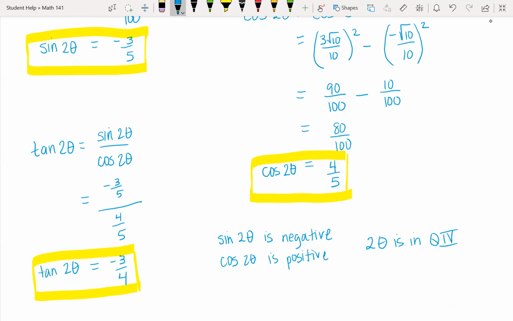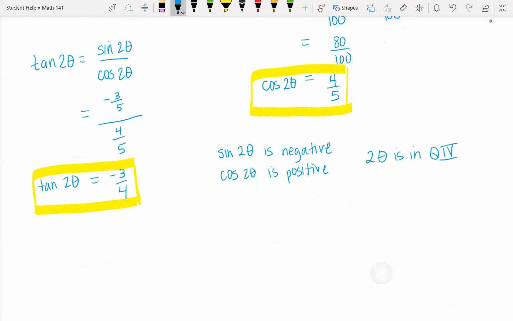Well, how could that be possible? Let's think about that. So the original angle that they gave us was in quadrant 4, which is between 270 degrees and 360 degrees. So if I double all of these values, this is 540 degrees and this is 720 degrees. So we've gone around the circle more than once, and that's how we're ending up back again in quadrant 4.